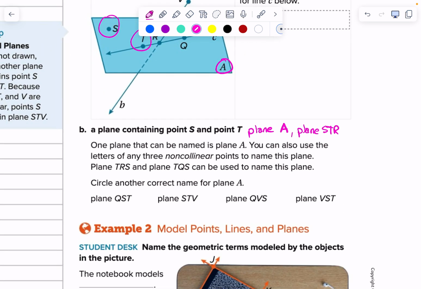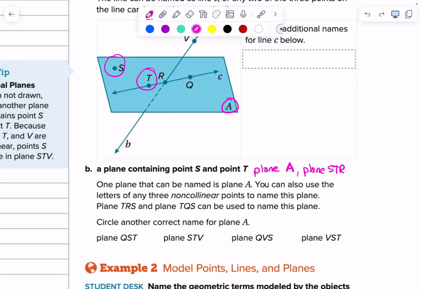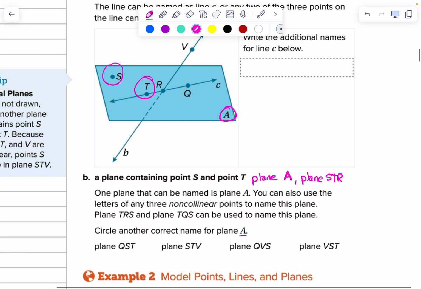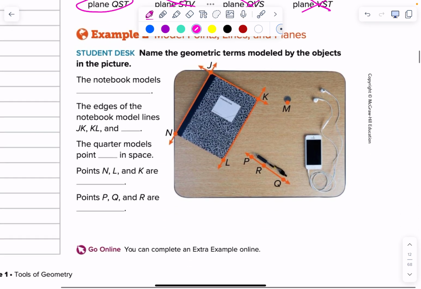Good? Oh, wait, not all of those. Circle another correct name for plane A. What's another correct name for plane A? QST would work. What about STV? Nope, because V is not on it. QVS? Nope. All of these, V screws it up, right? Okay, all right, example 2.